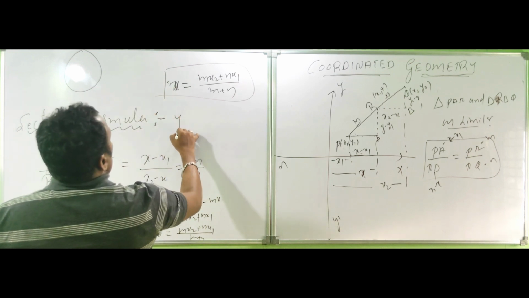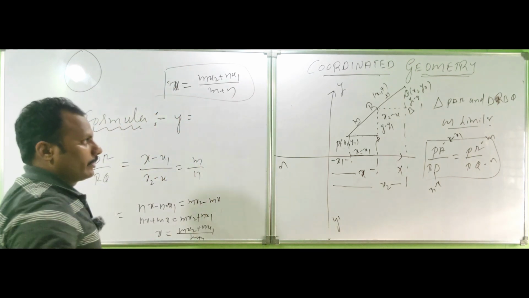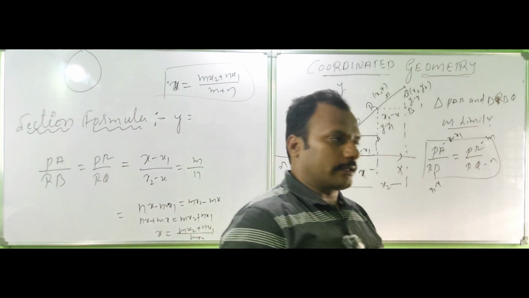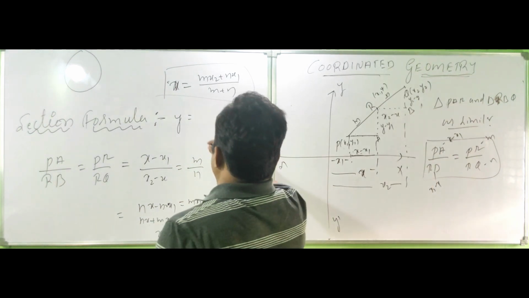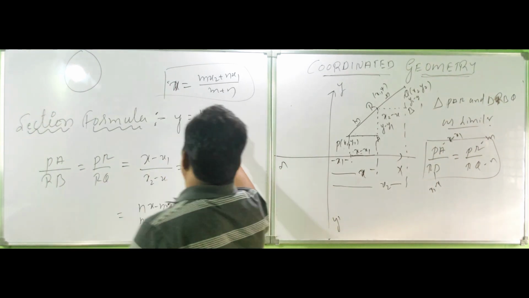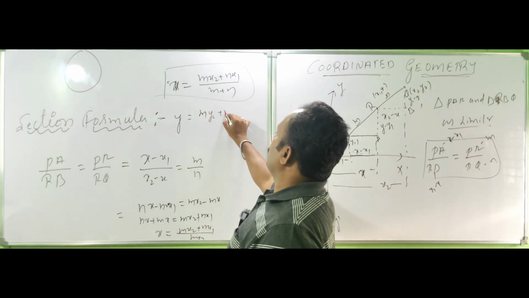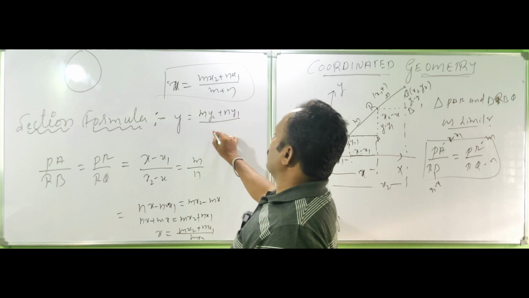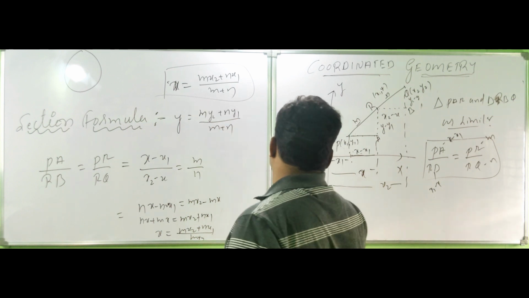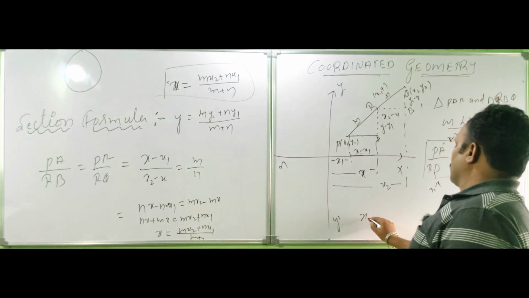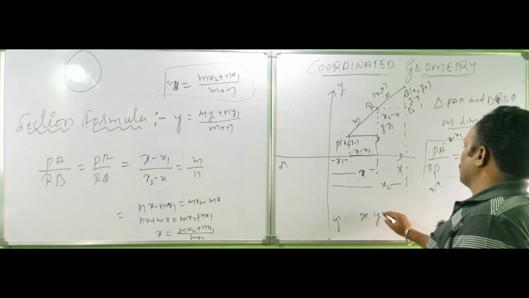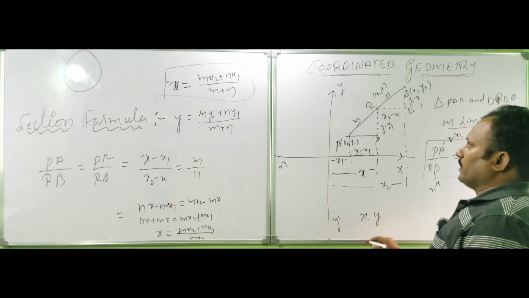Similarly, for y also we can prove. If x is proven, similarly y can also be proven. Y is equal to my2 plus ny1 divided by m plus n. Therefore, x and y, you can tell.